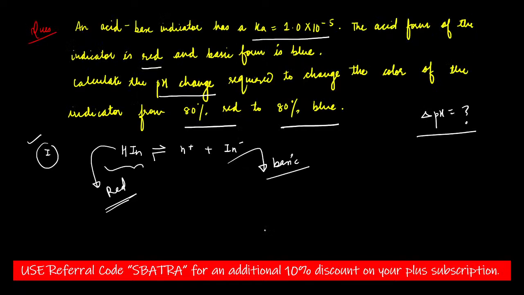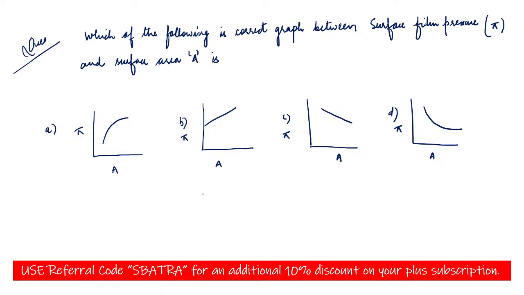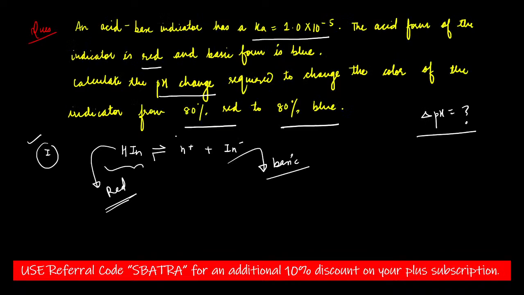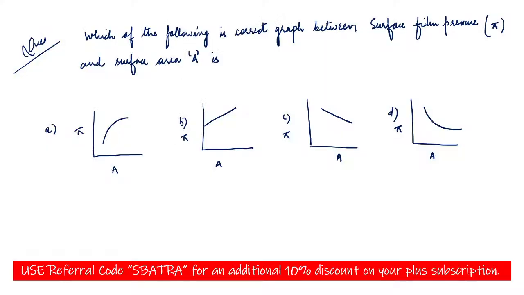So what we have to calculate? We have to calculate the change from 80% red to 80% blue. So how we can calculate? pH of your 80% blue minus pH of your 80% red. Is it clear to all of you? This is how we are going to calculate it. So pH of 80% blue is pH1, minus your pH2, which is 80% red.